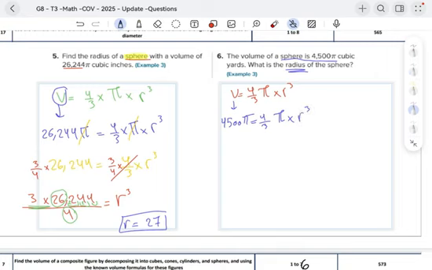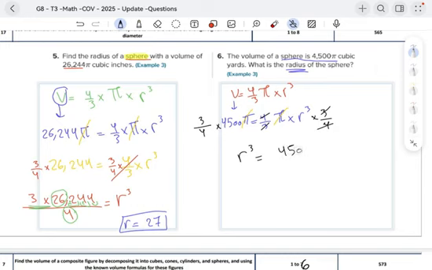Now simplify by taking out pi from both sides and multiply by the reciprocal to get rid of the fraction. We're going to multiply by 3 out of 4, and here also we're going to multiply by 3 out of 4. So the radius cubed is equal to 4500 times 3 and divided by 4.